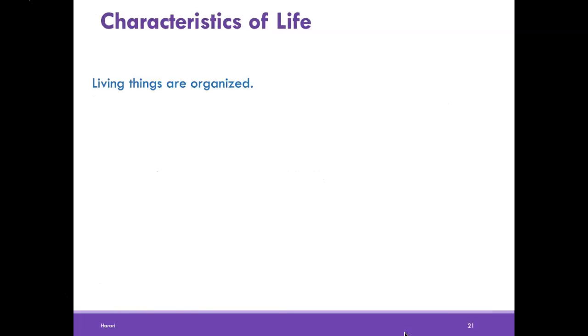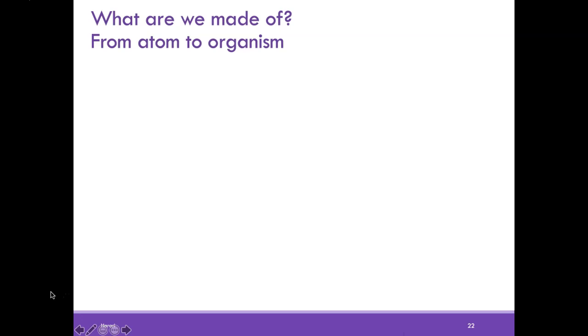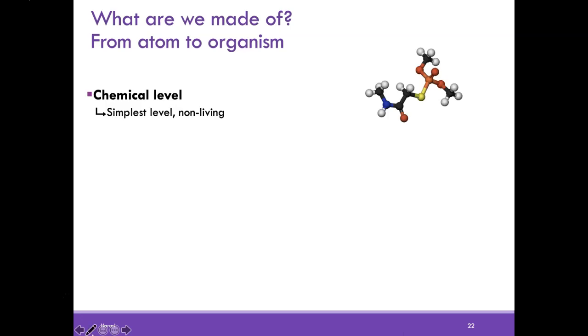So we said living things all have homeostasis. They all evolve. And we spoke about other things like reproduction. They all have to have development. But living things are also all organized more than non-living things. So now we're going to talk about how living things are organized at each level. So what are we made of? At the simplest level, we are made of chemicals. And chemicals are non-living, and they're made up of atoms and molecules. And we'll talk about that in the next chapter.